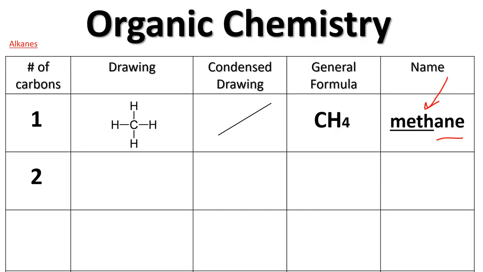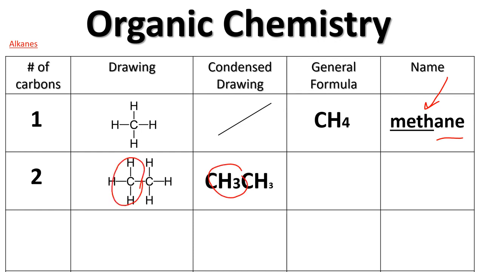If we're looking at the next one, it's got 2 carbons. So what I like to do is draw those 2 carbons, bond them together, and then go about adding my hydrogens in. When we condense, it looks a little something like this. So this CH3 would represent those carbons and hydrogens, and then the other CH3 would represent those carbon and hydrogens. And we can just condense it all together to give us our C2H6 formula, which is now called ethane. So we drop the M, so eth means 2 carbons.